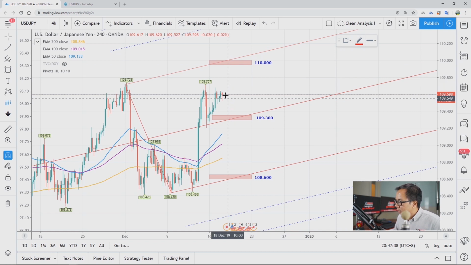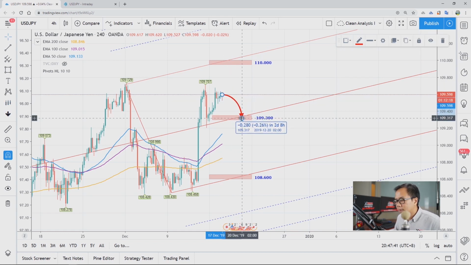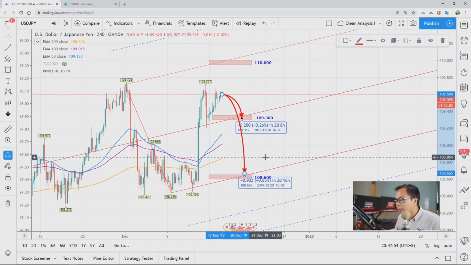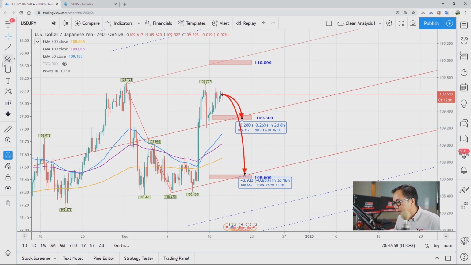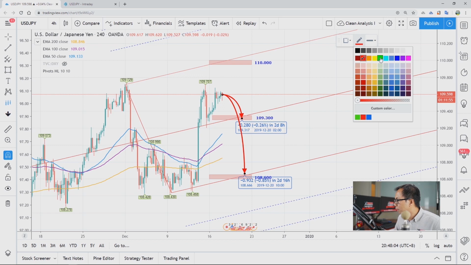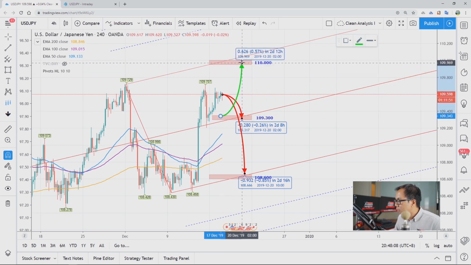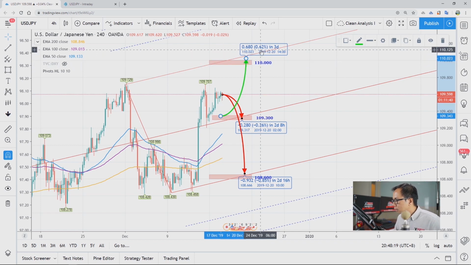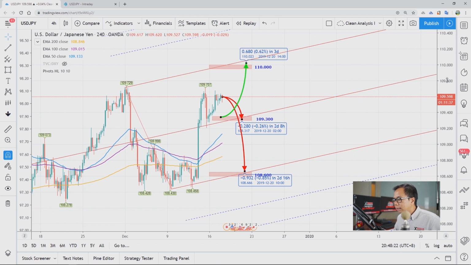So what we expect on the technical level for the dollar yen is that either it will go down below this support at 109.300. If it breaks below this support level, probably it will go further down to the next support level at 108.600. These are the levels we have to look into. If it doesn't break the support, it will probably go upper, and we expect it to touch the 110 level, the resistance level. So this is for the dollar yen.